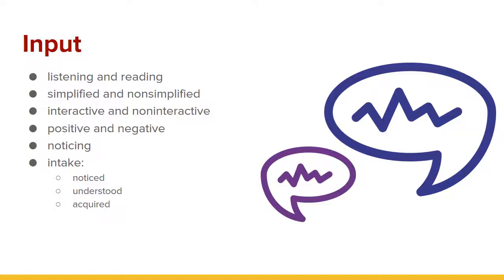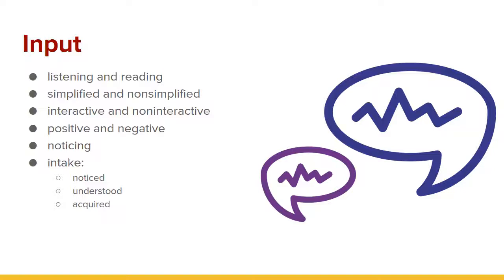We can think of both interactive and non-interactive input. So interactive input is where a learner is expected to receive the input, but then also be expected to engage with it and participate. So a conversation, for instance, would be interactive input. Non-interactive input is just when the learner is just receiving the input and is not expected to respond to it. So this might be watching a movie or reading a book. We're receiving that input, but there isn't an expectation of participation.